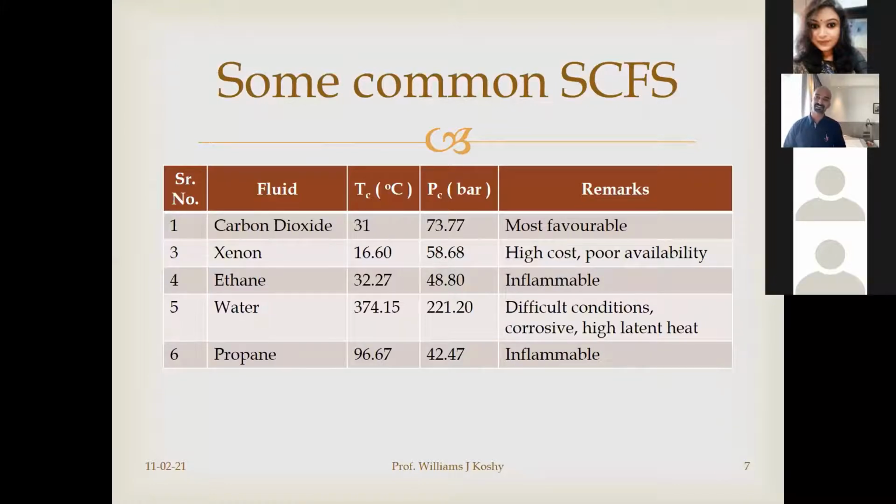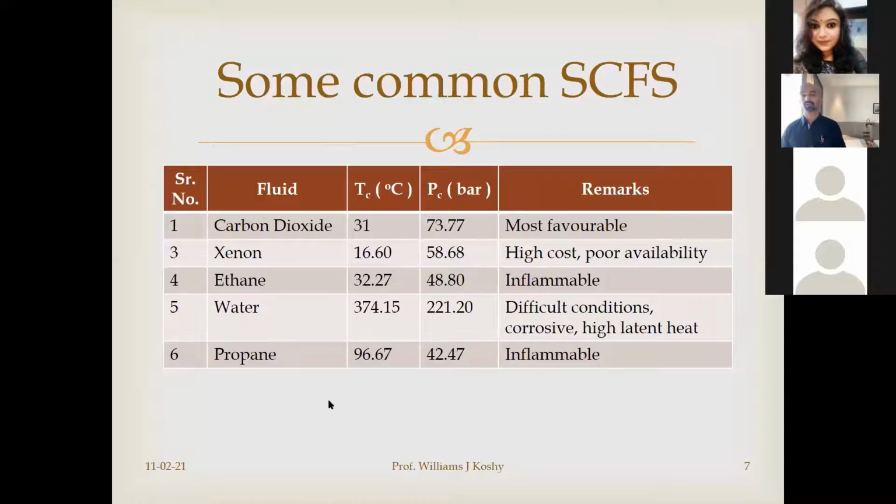As I already said, this list is not exhaustive. Apart from this, there are quite a lot of other supercritical fluids. Here, the ones which I have mentioned are just to make us realize the advantages, disadvantages, and the general conditions of temperature and pressure for different fluids to attain the supercritical state. Okay, I hope this gives you a rough idea as to what are the temperature pressure conditions and why we are using carbon dioxide more, why we are not using xenon, ethane, water or propane.